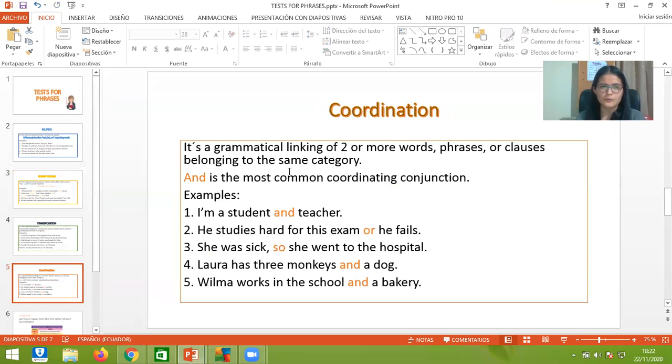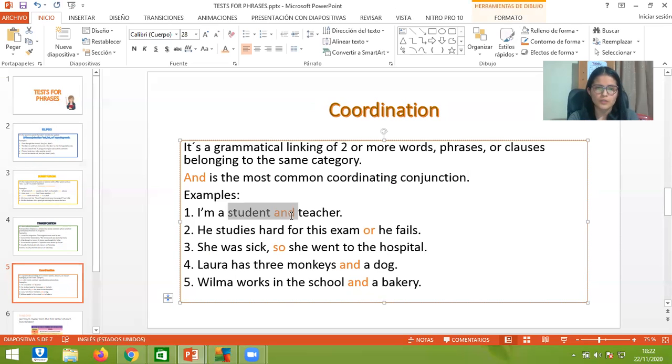The next test for phrases is coordination. It's a grammatical linking of two or more words, phrases, or clauses belonging to the same category, and the most common is the coordinating conjunction. So the examples will be: first, I am a student and teacher. We use the most common coordinating conjunction, and. In the next, he studies hard for this exam or he fails. We use "or" as a coordination in this example.